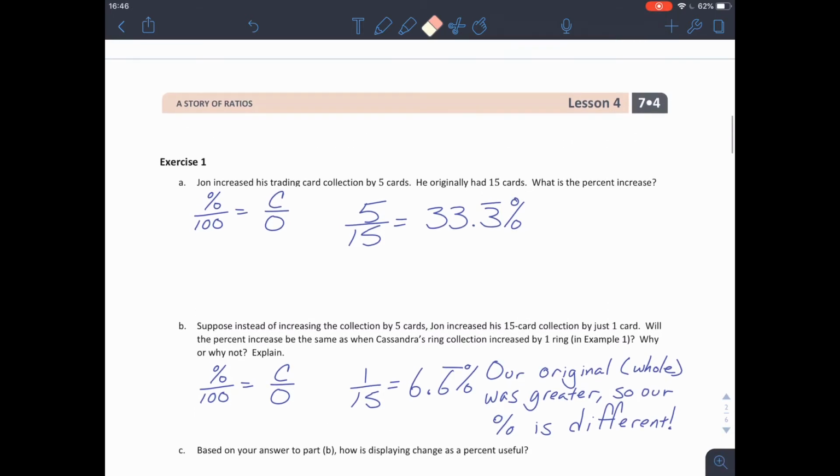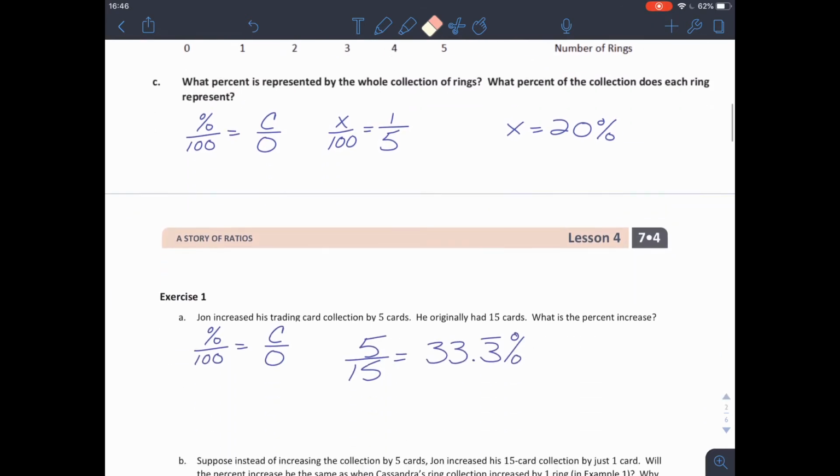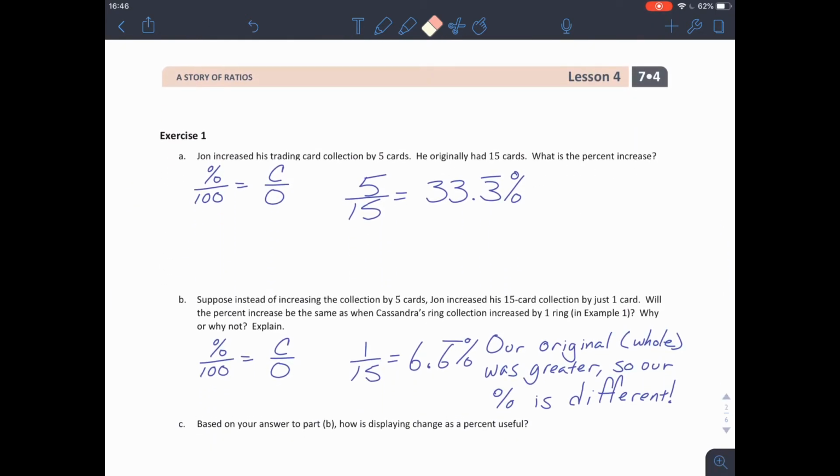If we go back to that previous problem, each of our rings represented 20%. So if we increased it by 1 ring, we would have another 20% on this number line. So it would have increased by 20% to add 1 ring. And that's a lot larger than our 6.6%. That makes a lot of sense because we are taking our change and dividing it by the original. Since in this problem our original was greater, 15, our percent would be a lot smaller than if we had a lesser denominator for this fraction.